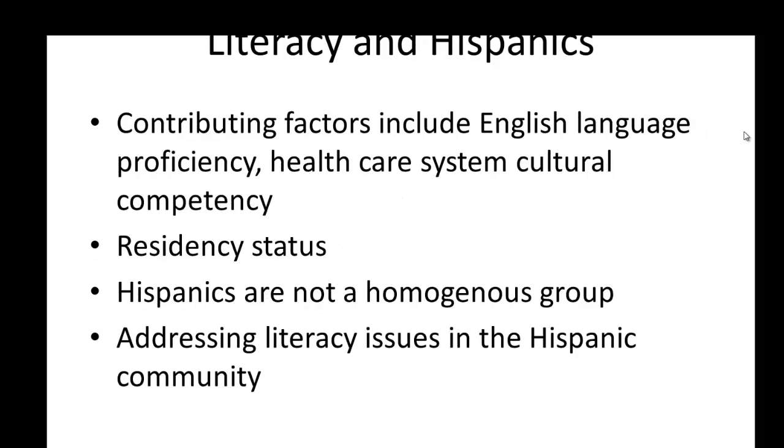Literacy in Hispanics. In the Hispanic community, contributing factors include English language proficiency, healthcare system, and healthcare provider cultural competency. Residency status may impact access to care, ranging from emergency room or emergency department care versus regular care. Also, the level of acculturation may factor into information comprehension, as well as their ability to seek, access, evaluate, and use reliable health information.